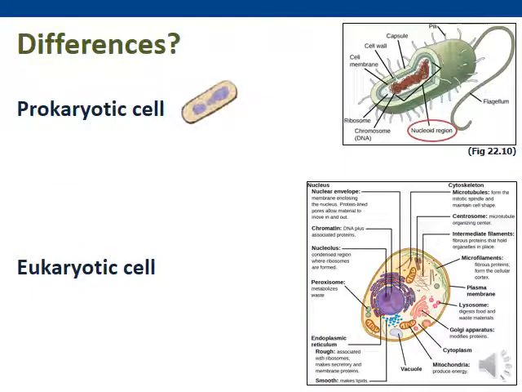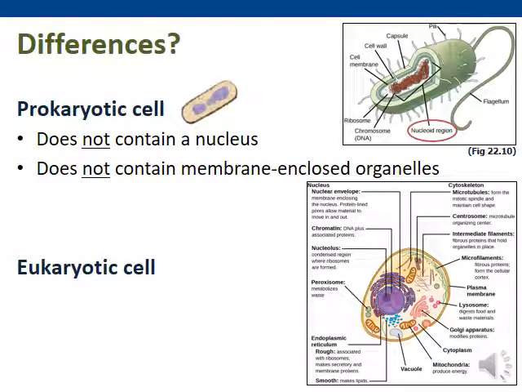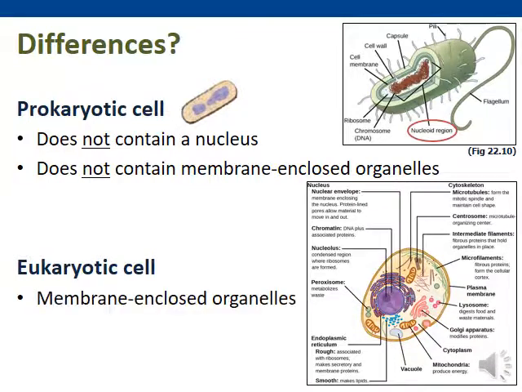What are those differences? Well, we have the prokaryotic cell here on the top, which does not contain a nucleus and does not contain membrane-enclosed organelles. And the eukaryotic cell on the bottom has membrane-enclosed organelles, the largest of which is usually the nucleus. You also see a lot more complexity and differences in size. So right off the bat, we have some ways in which they're similar, but really more ways in which they're different.